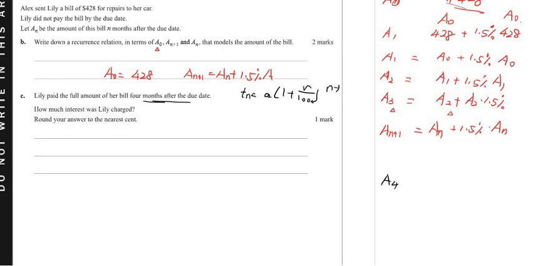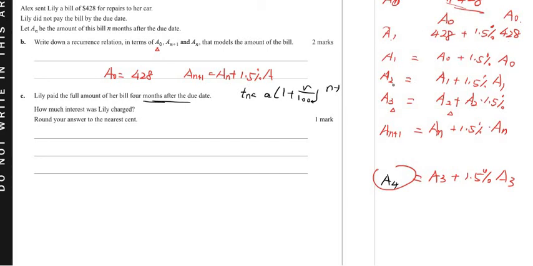So if we want to know what is after 4 months, we're looking for the value of A_4 over here. What I have on the right hand side of my equation will be A_n, so 1 less than A_4, that will be A_3 plus 1.5% of my A_3. And what you need to do is find the, so now I have a continuous equation over here, so I know that my A_1 is equal to 428 plus 1.5% of 428.